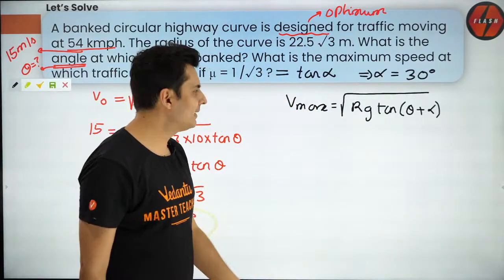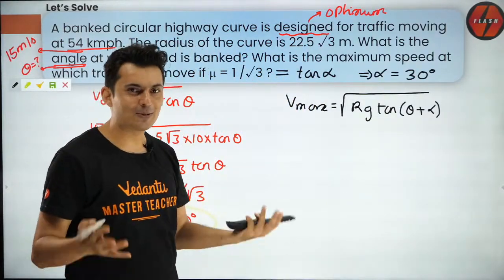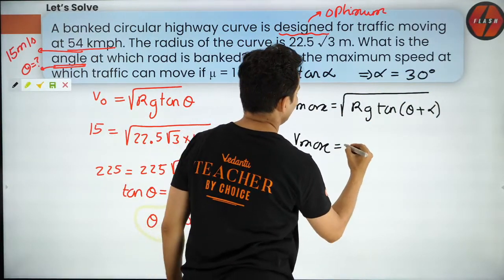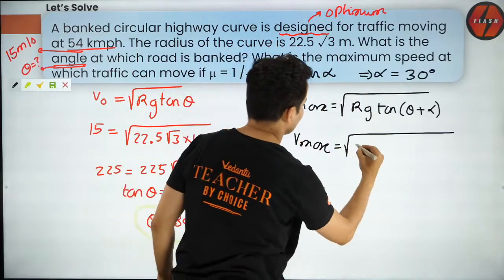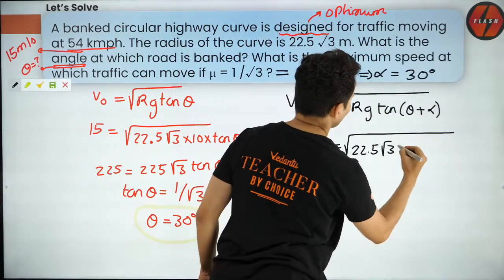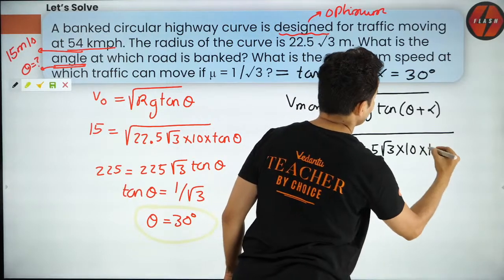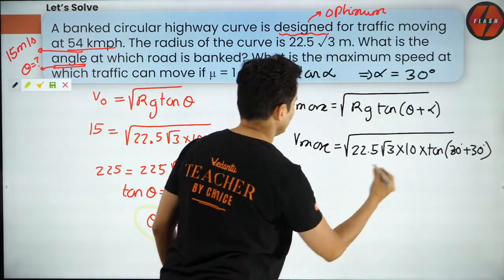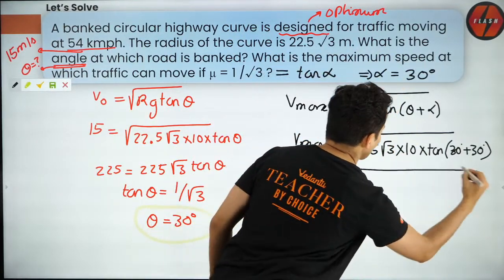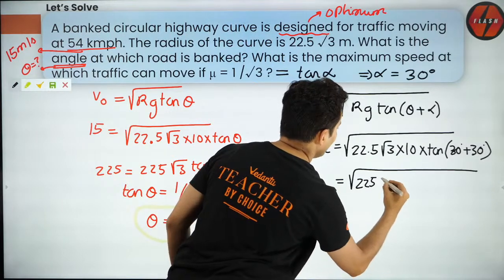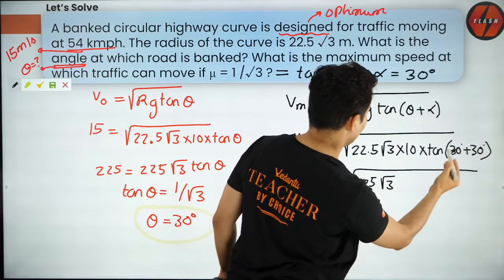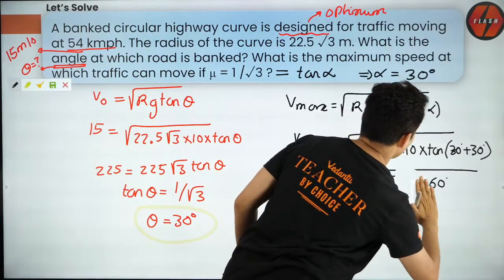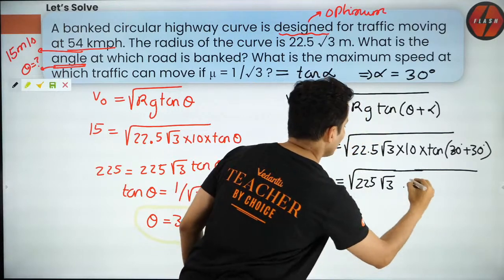Okay, so I designed the problem in such a way that it comes out to be some nice values, that's all. So alpha is also 30 degrees. So maximum speed, guys, will be root of radius 22.5 root 3, g 10, and this will be tan of 30 plus 30 degrees. So just do this. 22.5 into 10, how much is it? It is 225, and this will be root 3, and tan, this will be nothing but tan of how much? 60 degrees. So how much is tan of 60 degrees, guys? Tan 60 is root 3 again.